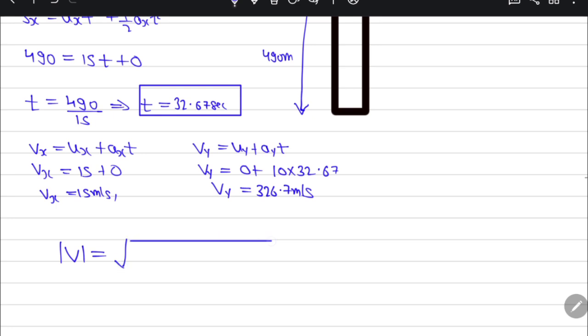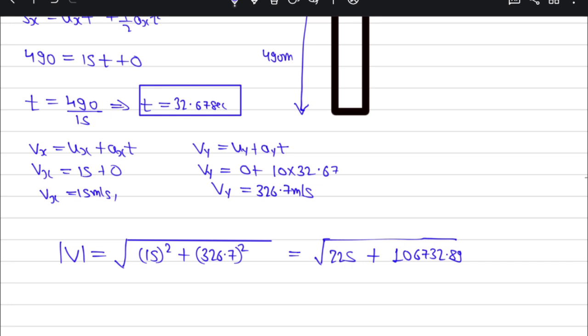Now we have to find the magnitude of this velocity, so we take the x component and y component. This is the square root of 15 square plus 326.7 whole square. Squaring 326.7 gives 106,732.89, and 15 square is 225. Adding these and taking the square root, it comes out to be 327 meter per second roughly.